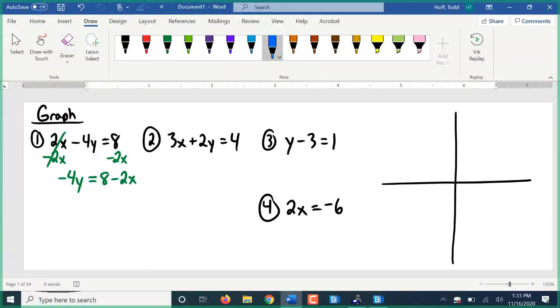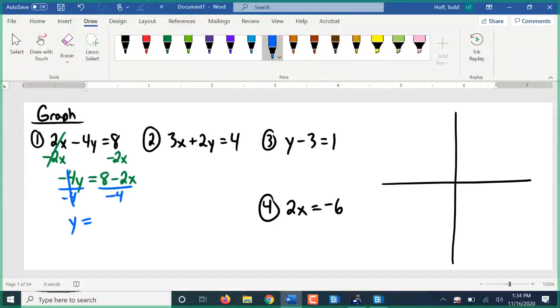Now, to get y by itself, I have to divide by negative 4. Remember, when we multiply or divide, we don't need the same name, so we can combine with every digit. We can multiply or divide every digit on both sides of the equation. So on the left side, we just have the one digit, the negative 4y. So we divide out the negative 4. We're left with y.